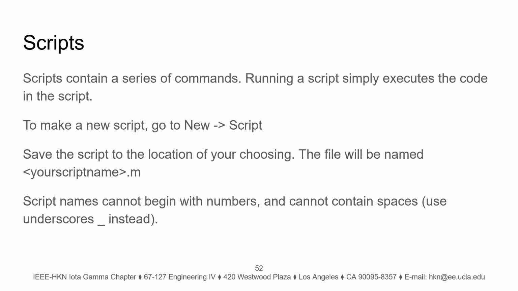Scripts contain a series of commands. Running a script simply executes the code in the script. To make a new script, go to New and Script below that. Save the script to the location of your choosing. The file will be named yourscriptname.m. Script names cannot begin with numbers and cannot contain spaces, so it is advised that you use underscores instead, and that will allow the code to run.